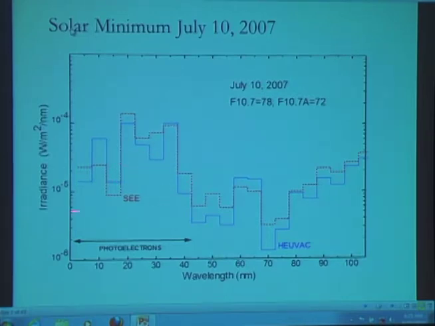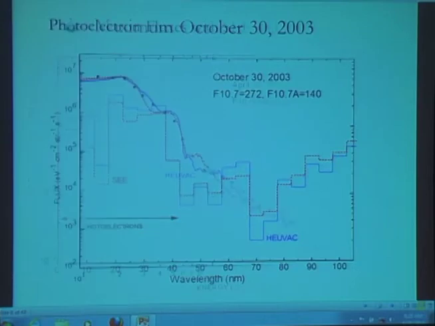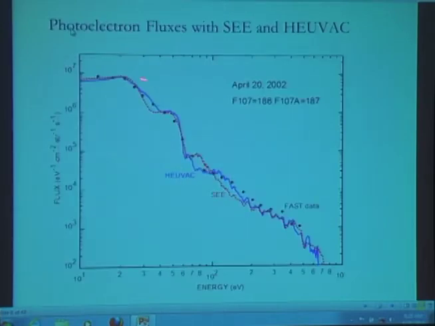C, I think, still has some problems, but not nearly the problems that the Atmosphere Explorer radiances had. And then solar maximum, a similar situation. Actually, the differences at solar maximum are not as great. And then I talked about the photoelectron flux.